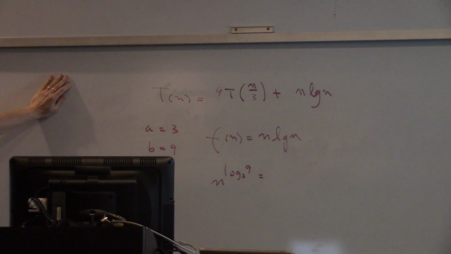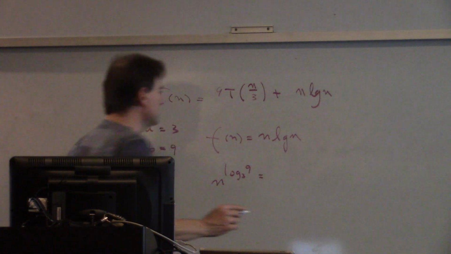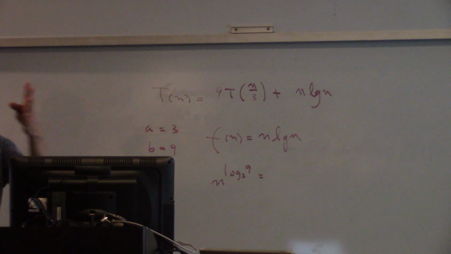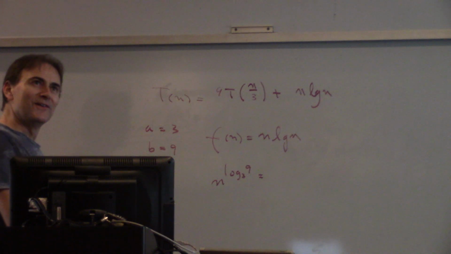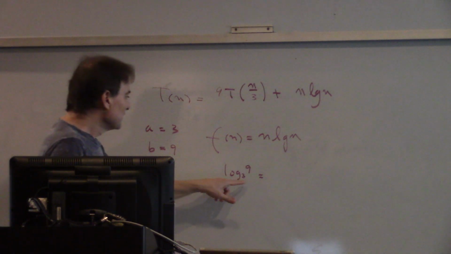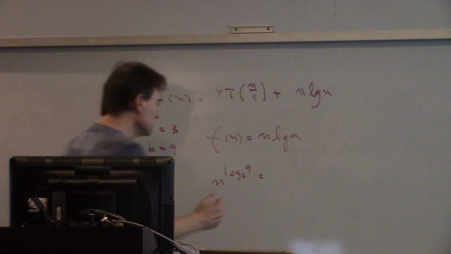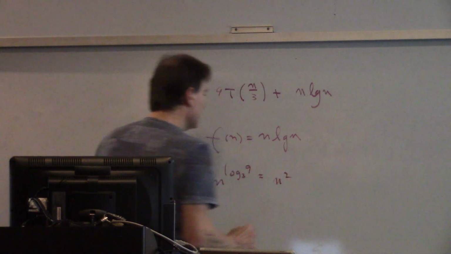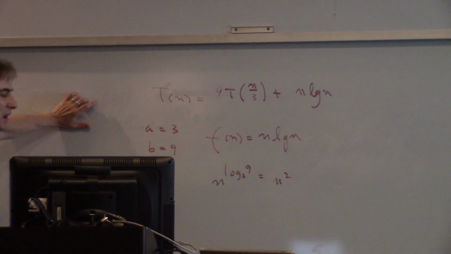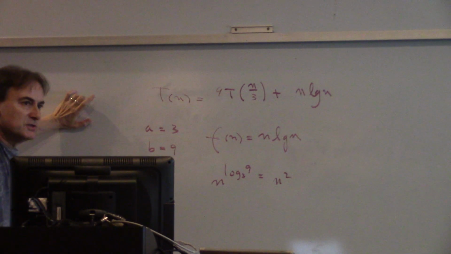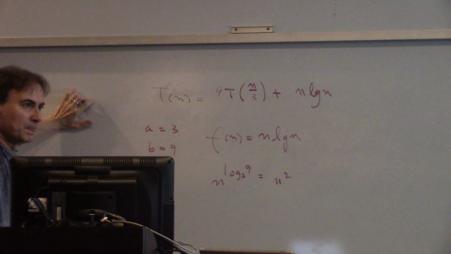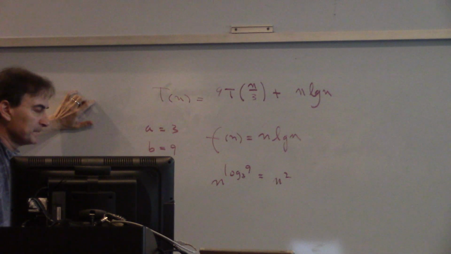So what do we have here? n cubed? No, not n cubed. n squared. You guys are going to mess me up. You're doing it on purpose. Okay, thank you. 3 to what power is equal to 9? 2. So this is going to equal n squared. Okay. So how many leaf nodes are there? n squared. So it appears that the work is increasing.